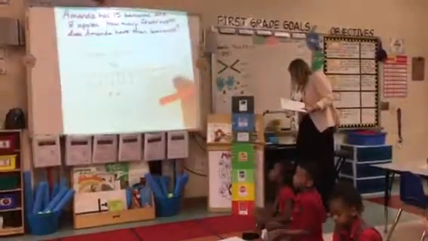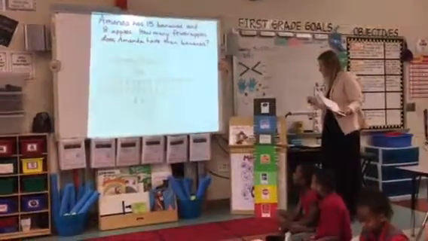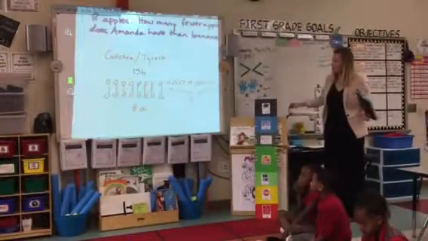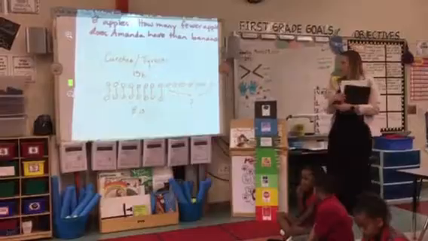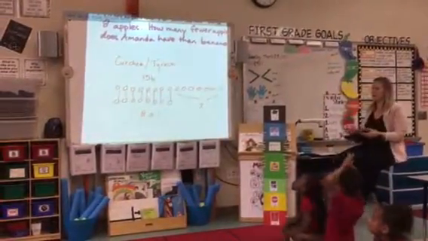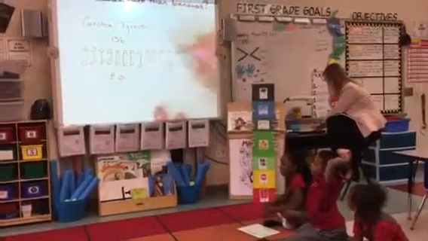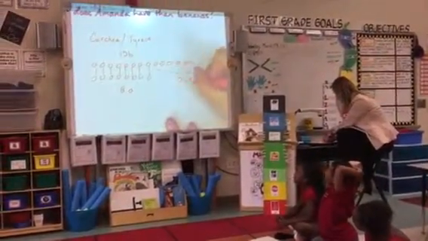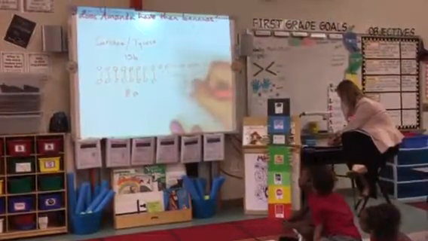Very nice job. All right. And Crochet and Tyrese both had their 15 bananas and their 8 apples. And then Tyrese, what words did you use to describe what we're looking for? Fewer. Yeah, nice touch there. What we're trying to figure out is how many fewer apples.